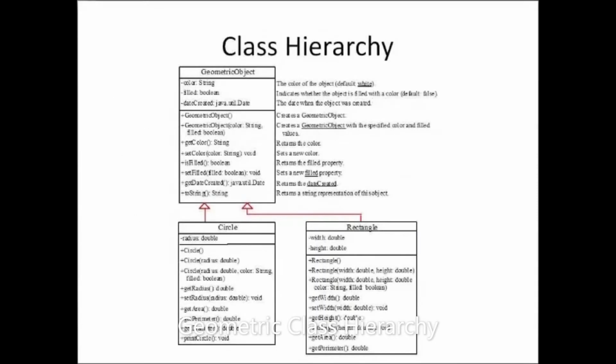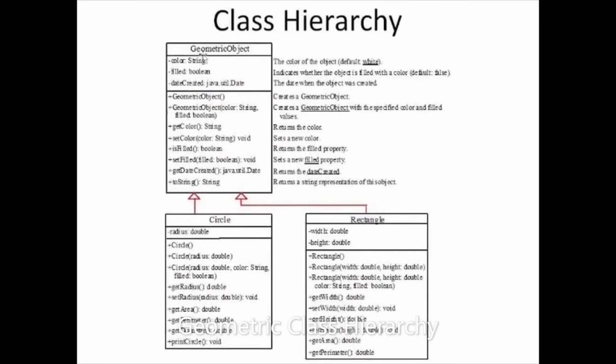So, this is the class hierarchy here. We can see that we have a geometric object class, and that includes things like the color of the shape, whether it's filled or not, and then a creation time, which is going to be a date object. It then has getters and setters for the color, whether it's filled, and a getter for get date created, and finally it has a toString method, which returns some information about the shape.